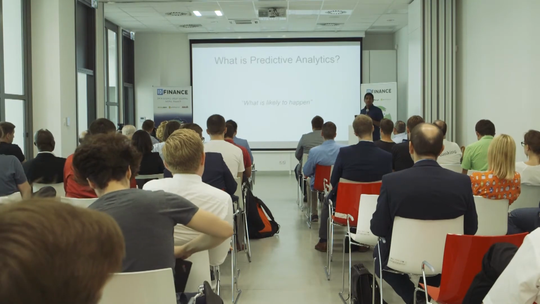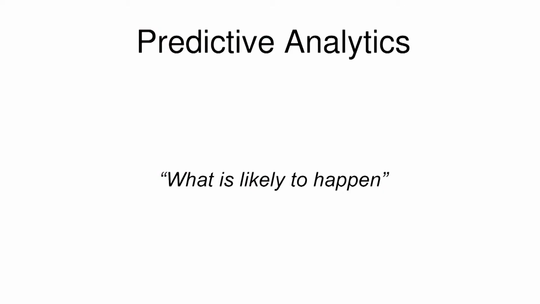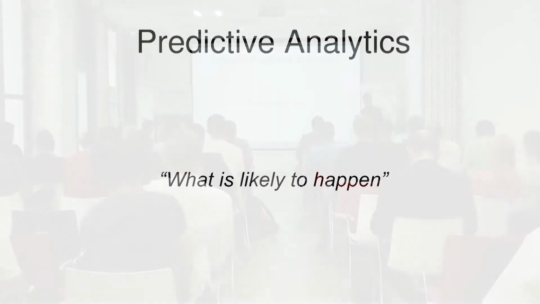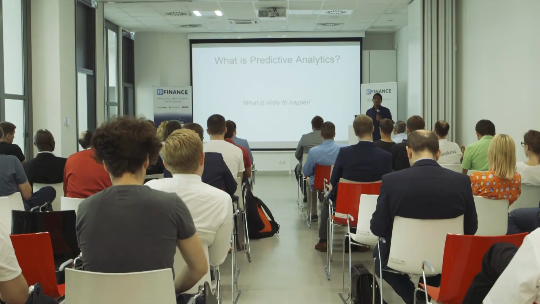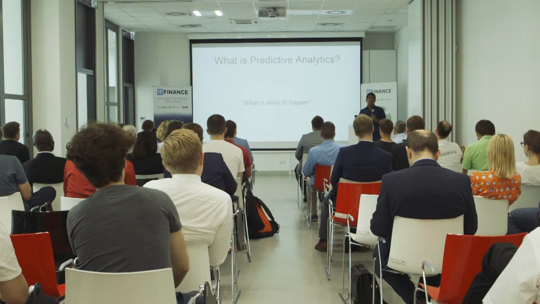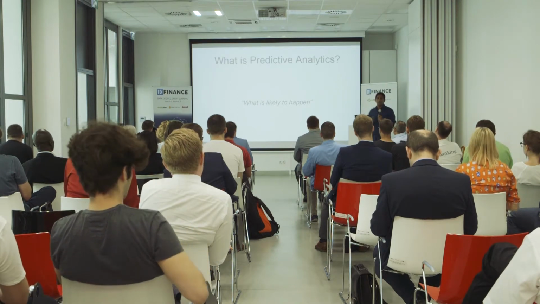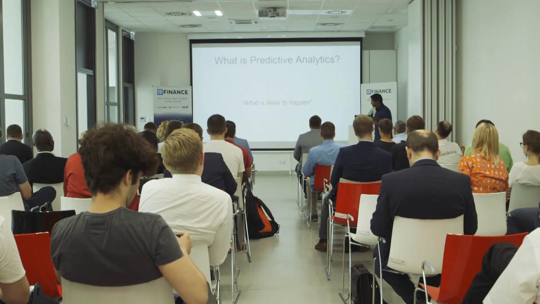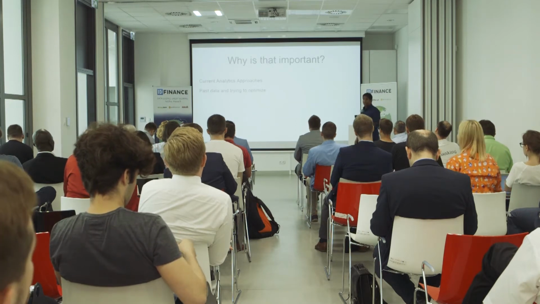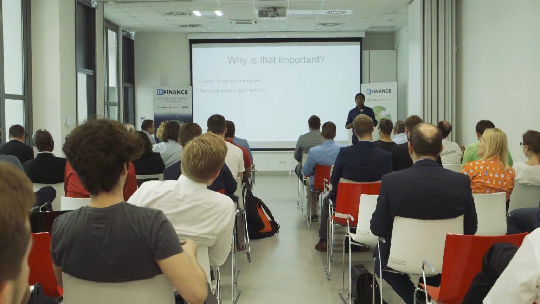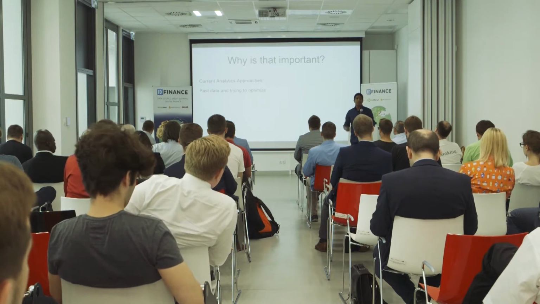In short, predictive analytics is about what is likely to happen. It doesn't say what will happen, but it can say there is a 90%, 80%, or 70% likelihood of something happening. First question: why is that even important? Why is prediction such an important thing?